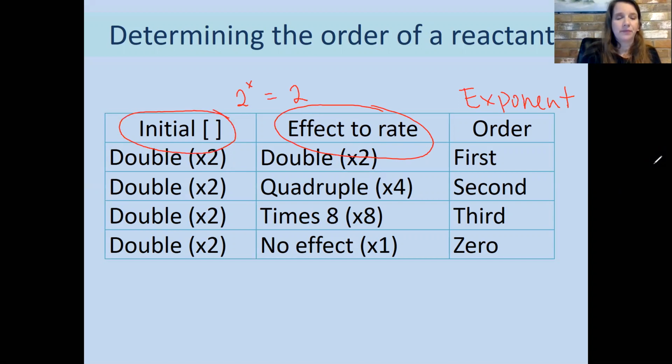Whereas if you look at this third line, for example, if you see that the reactant concentration is doubled and you see that the effect is 8 times, the exponent on that is going to have to be 3, because 2 to the third power is going to equal 8. So we're looking to see what this exponent has to be in order to see that effect on the rate.